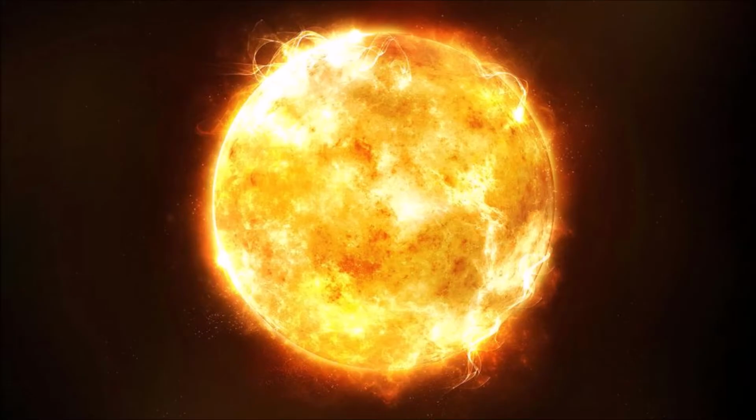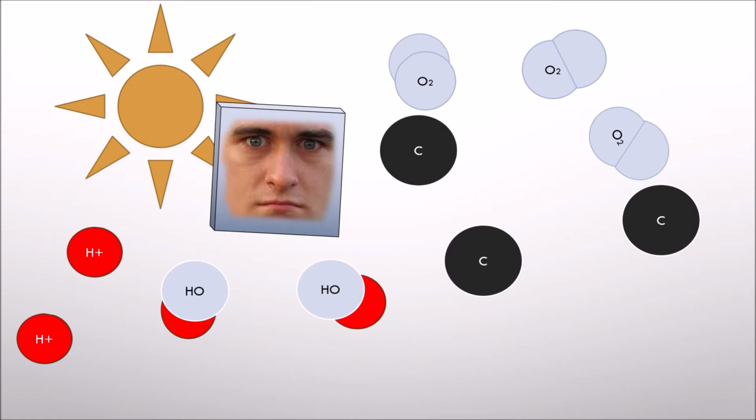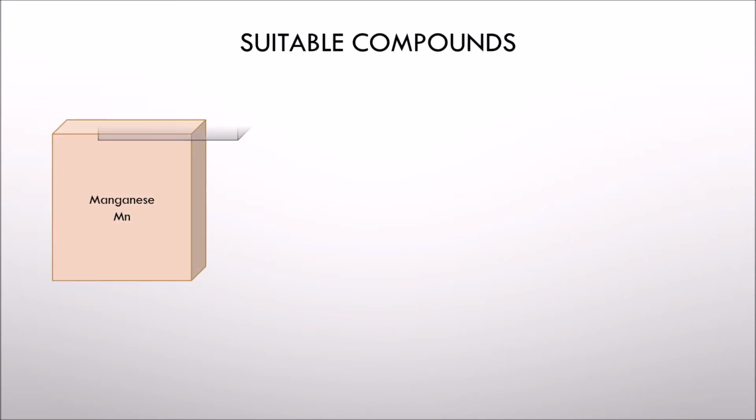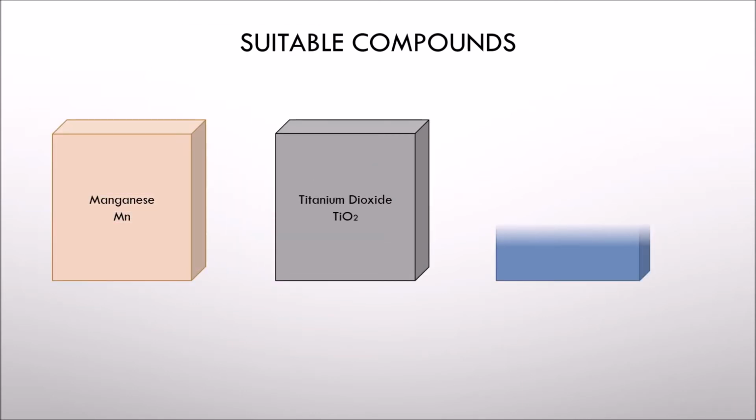So the sun emits photons, which are small energy waves bouncing all around us. The catalyst must use these photons in order to start a chemical reaction. And there have only been 3 different suitable compounds found all over the world the past 10 years. They are manganese, titanium dioxide, and cobalt oxide.